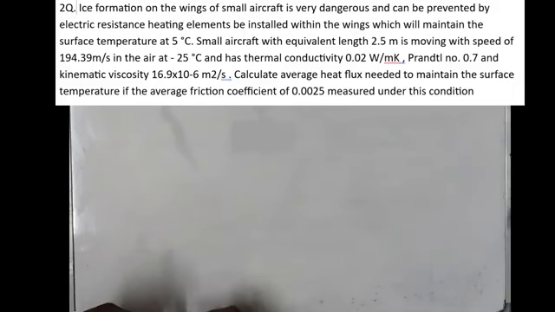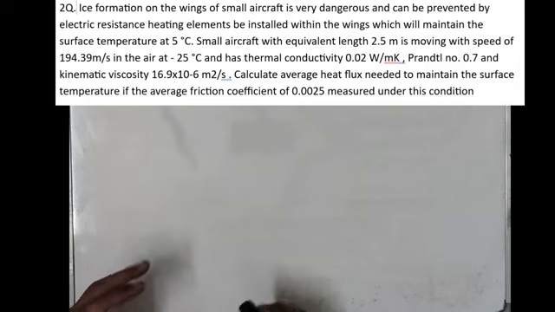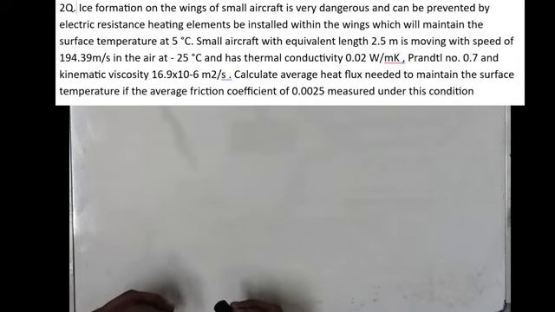Ice formation on the wing of a small aircraft is very dangerous and can be prevented by electric resistance heating elements installed within the wings, which will maintain the surface temperature at 5 degrees Celsius. A small aircraft with equivalent length 2.5 meters is moving with a speed of 194.39 meters per second in air.